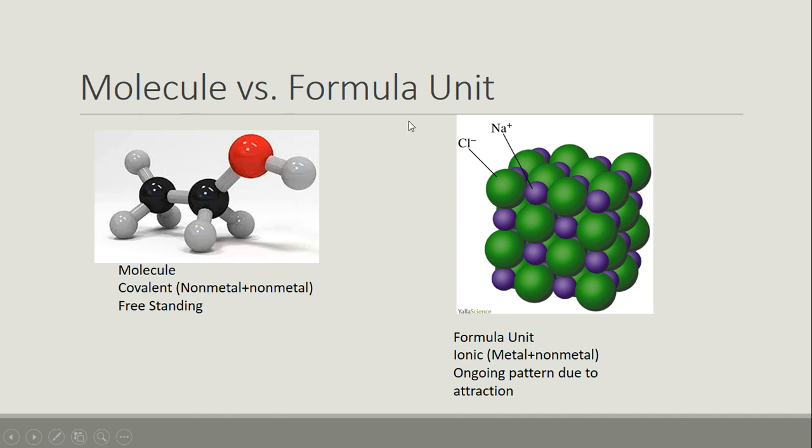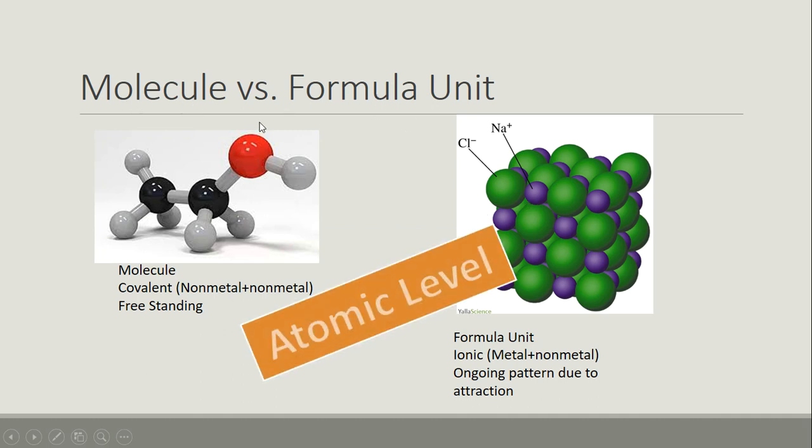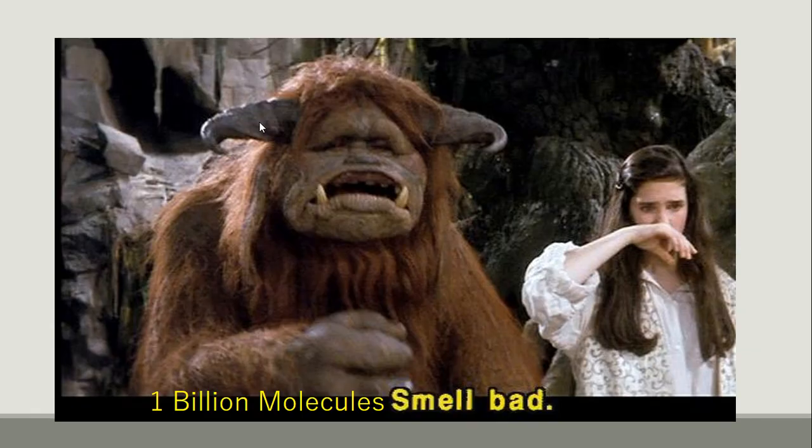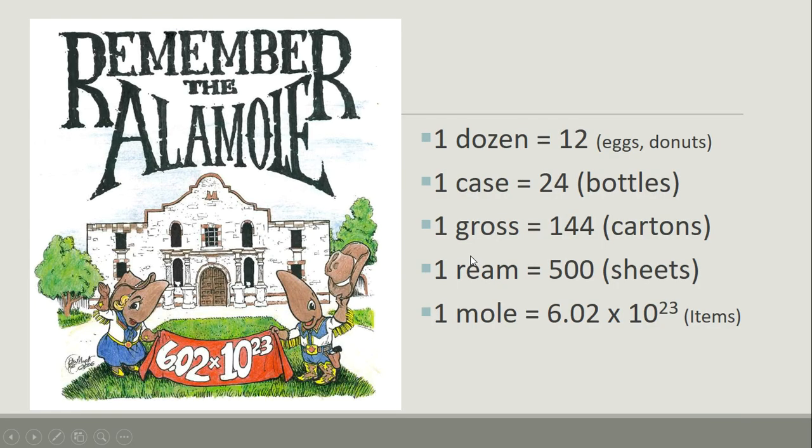So whenever we're talking about molecules or formula units, we're talking about atomic level situations here. So we're going to need that 6.02 times 10 to the 23rd to figure out molecules or formula units. Molecules and formula units, just again to stress this atomic level of things, it takes 1 billion molecules to enter your nose before your nose even registers a smell. So if you have 1,000 or 1,000,000 molecules in your nose, it's still not going to register any smell. It needs 1 billion molecules in your nose before something starts smelling.